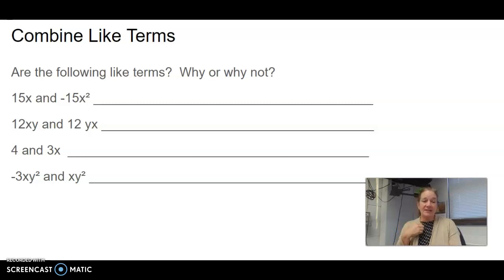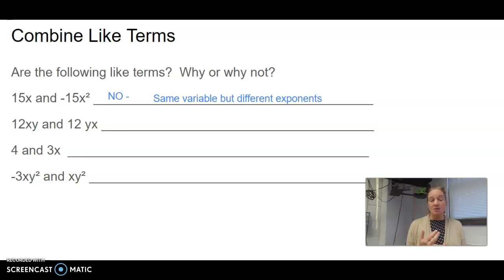15x and negative 15x squared. Well, the 15 and negative 15, that doesn't count. It's the variable and the exponent. My variables are the same, but my exponents are different, so it's a no. The same variable, different exponents. Okay. Next one is 12xy and 12yx. xy and yx. Same variables, x and y, same exponents, right? 1 and 1. So it's yes.